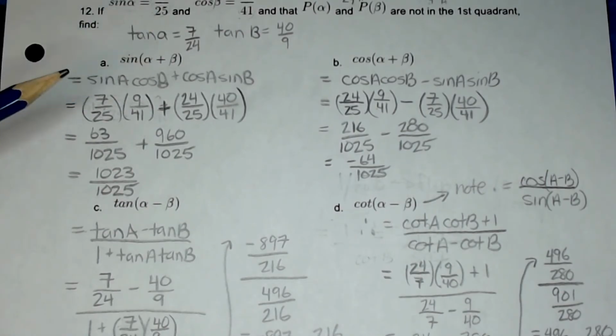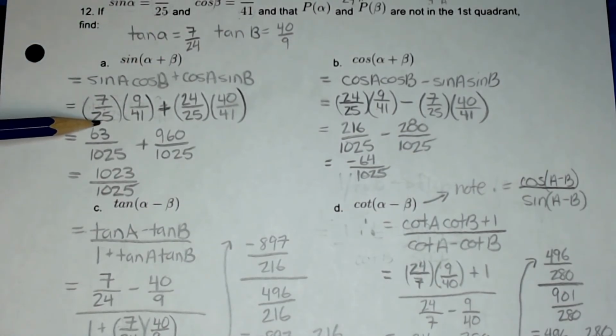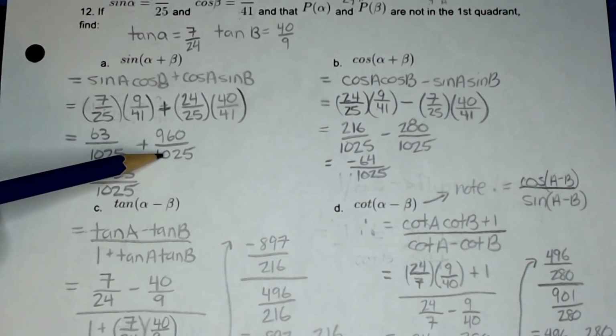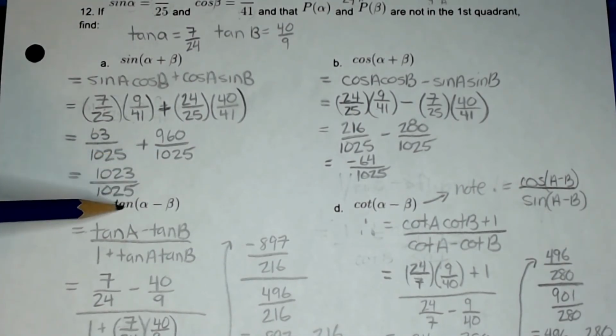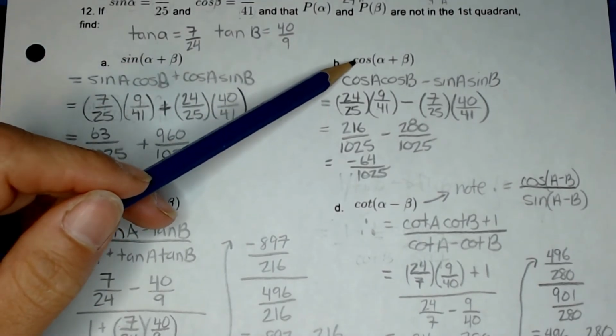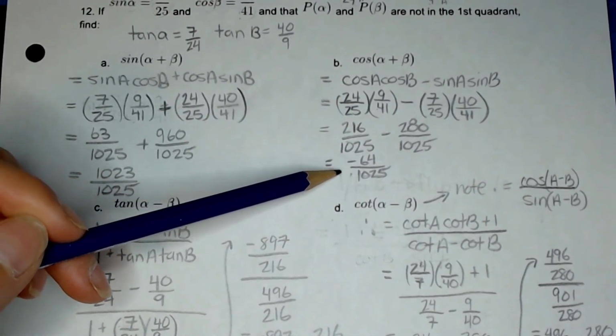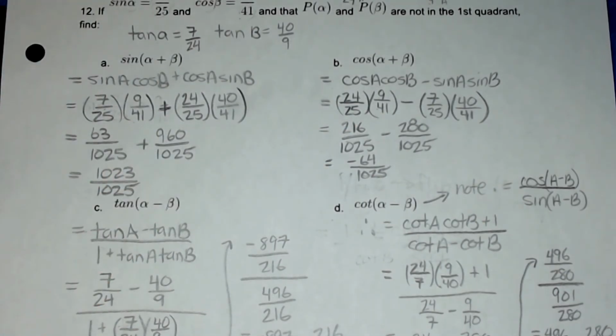In sine A plus B, you're just taking the values from the question, 7 over 25 plus 9 over 41. Notice that it's creating a nice common denominator for you. If you're able to simplify it further, please do reduce your fractions, but if it's not possible, then just leave it as is. So you get down to 63 over 1025 plus 960 over 1025, and those combine to give you 1023 over 1025. Cos A plus B is very similar. You're just plugging in the values that you've found, and you should come out to negative 64 over 1025.